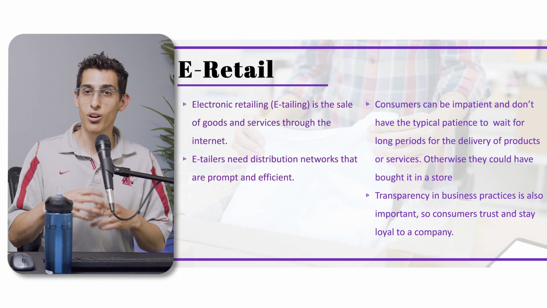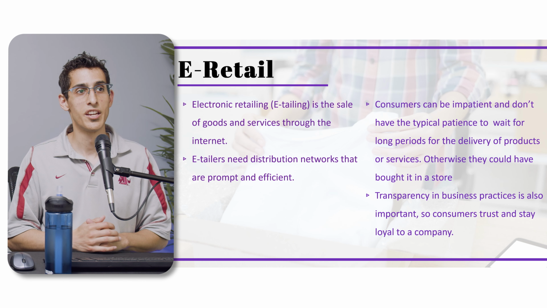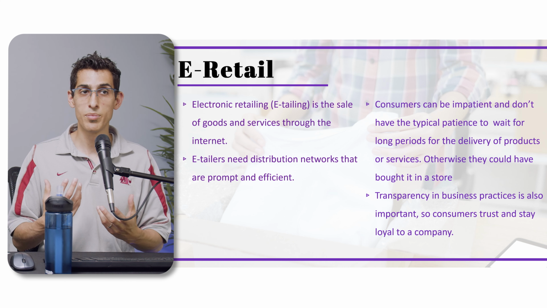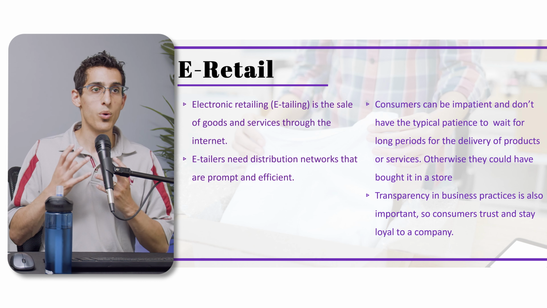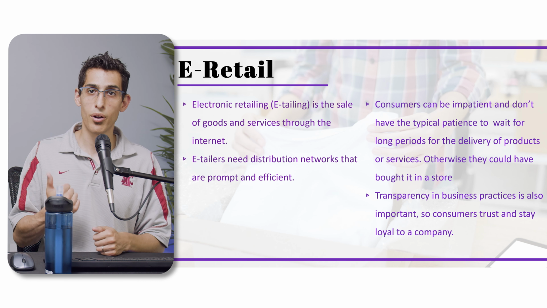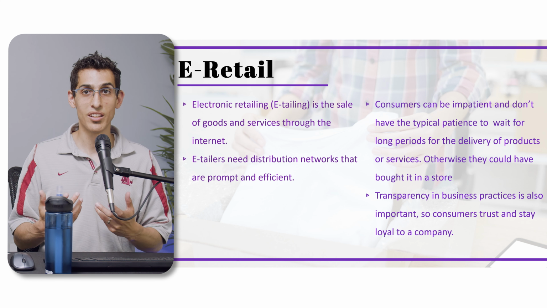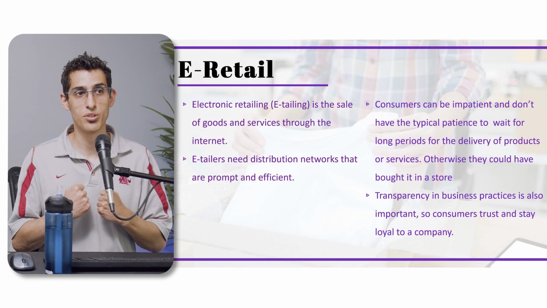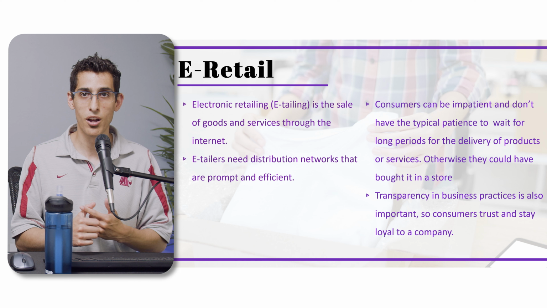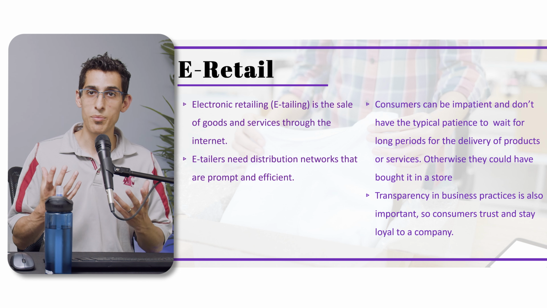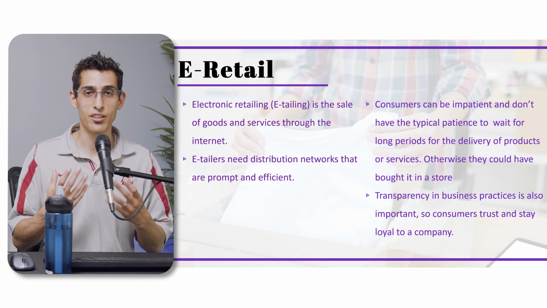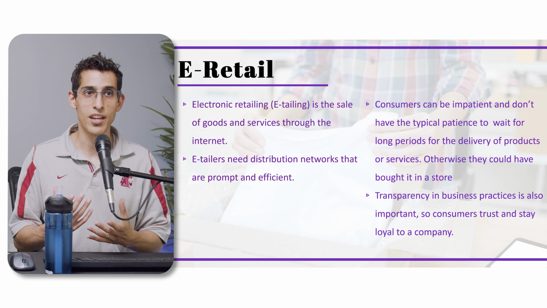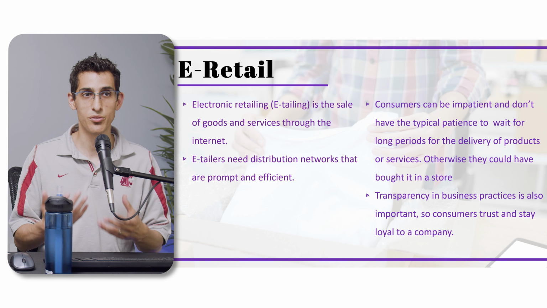E-retail or e-commerce or e-tailing, there's a lot of words for it, but typically it's just selling goods and services through the internet. Typically they're going to be denoted with strong distribution networks that are prompt and efficient. When we look at something like that, we imagine Amazon or even Walmart Plus, where they have really strong distribution networks. They're very fast, very prompt, 2-day shipping, and they're able to service their customers very easily. The funny thing is, consumers can be impatient and don't have the patience to wait for long periods for the delivery of products.